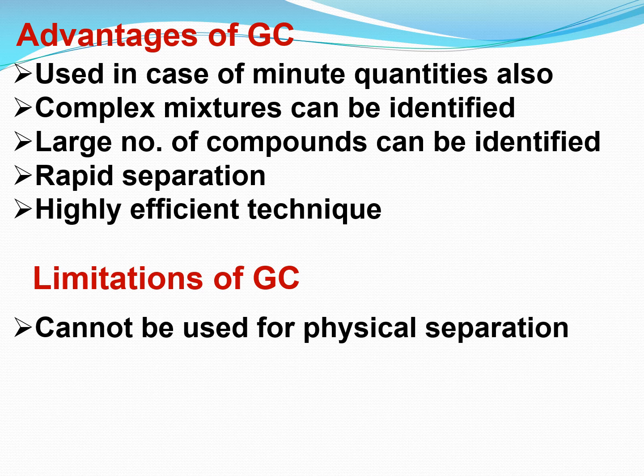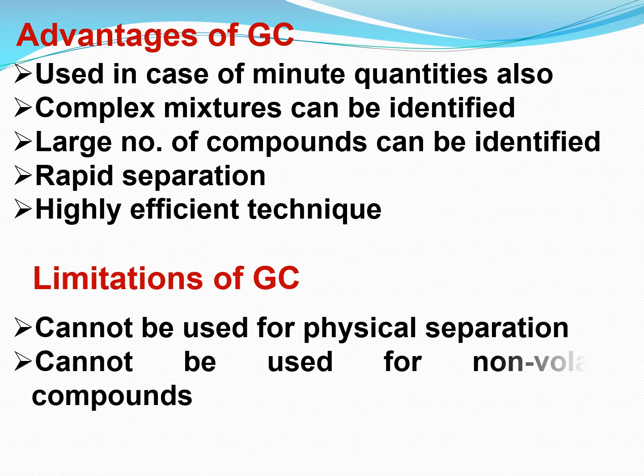Limitations: it cannot be used for physical separation of the components. It cannot be used for non-volatile compounds, for example sugars, glycosides, or organic acids. These are non-volatile in nature, so they cannot be studied using GC. It is an expensive technique; the instrument is costly.